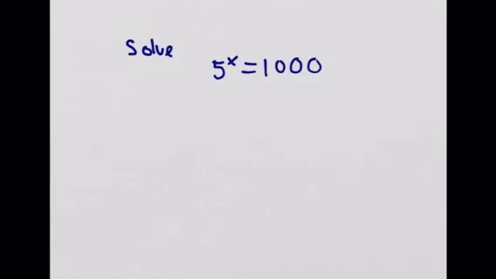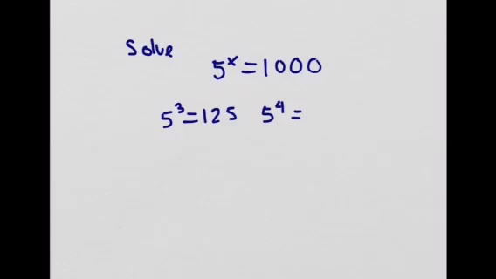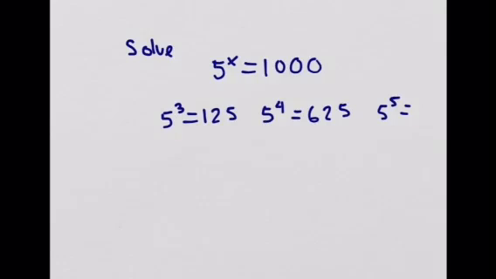We know that 5 to the 3 is 125, so it's too small. 5 to the 4 would be 625, I believe. It's still too small. And 5 to the 5 would be way too big, 3,000 and something. So the answer is somewhere between 4 and 5, but we don't know exactly what it is. So that's our goal, to solve this. I'm going to leave this on the side and keep it here in the corner, and see how we can get back to it in a minute.